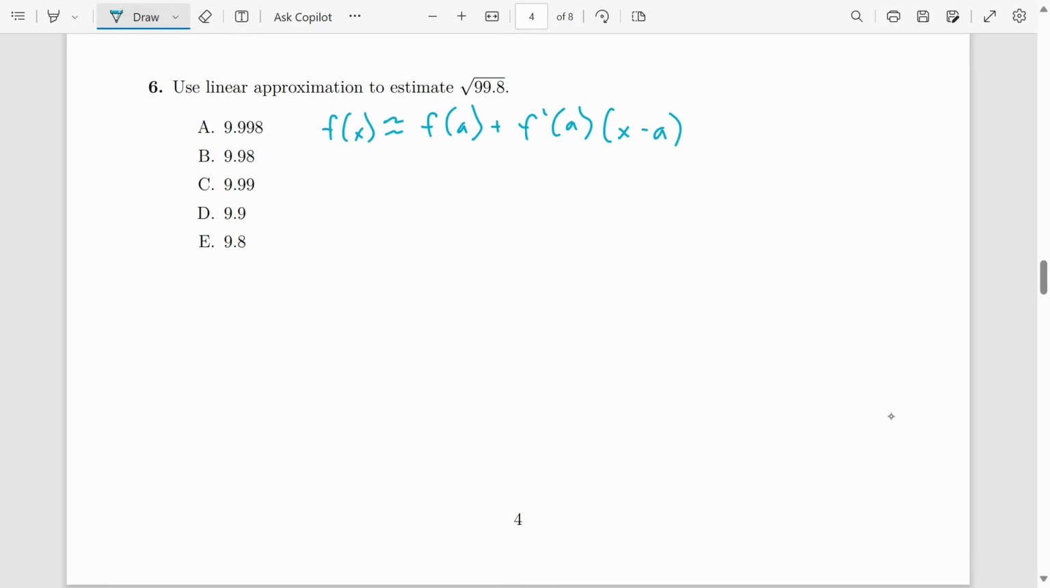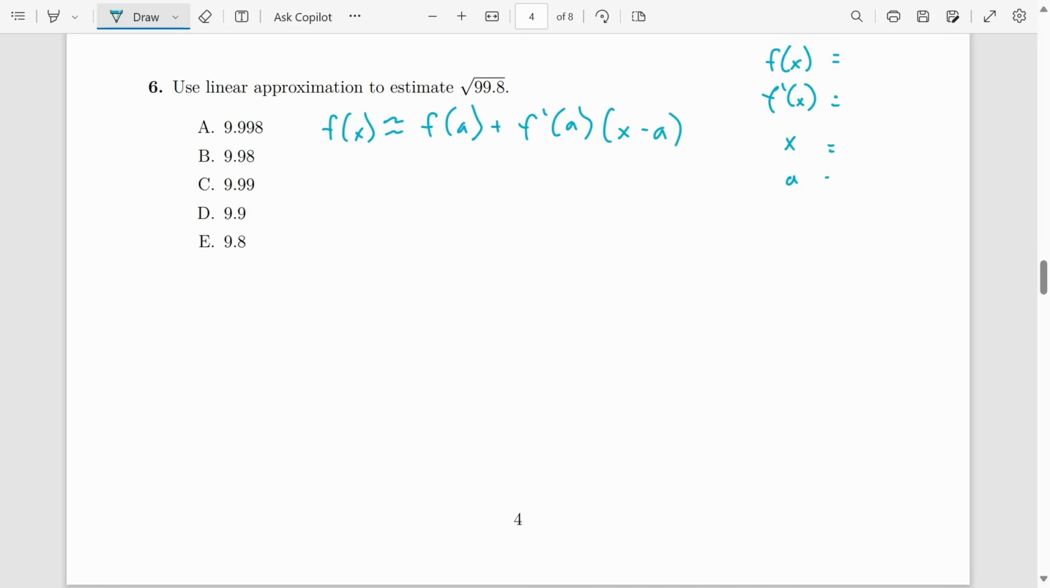So we have a few things that we need to find before using this formula, namely x, a, and f of x, and also f prime of x. So finding all of those, let's see, we have our f of x, our f prime of x, our x, and our a.